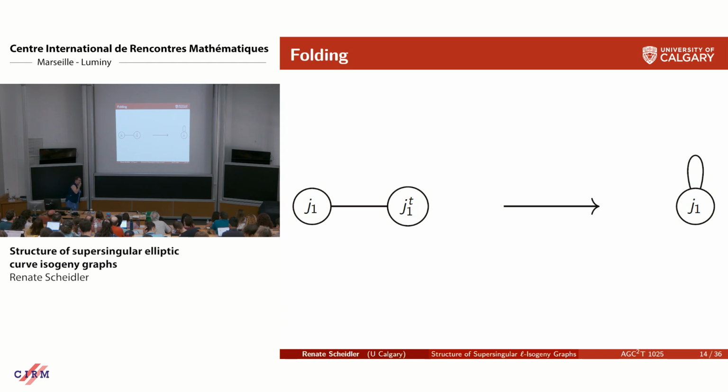Folding arises from edges between two quadratic twist J invariants. So in the FP graph, these are the same J invariants. One corresponds to a curve, the other one to its twist, but they're now L isogenous over FP. And so here, of course, the vertices now merge and become one vertex, and that edge becomes a loop. So they fold onto each other.